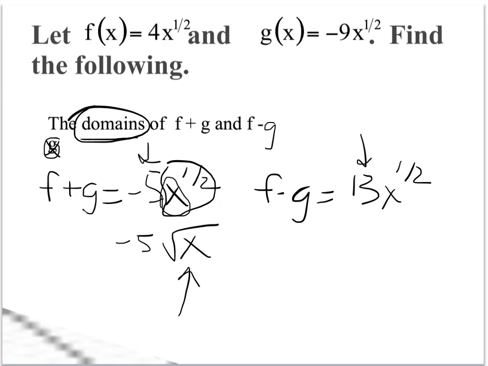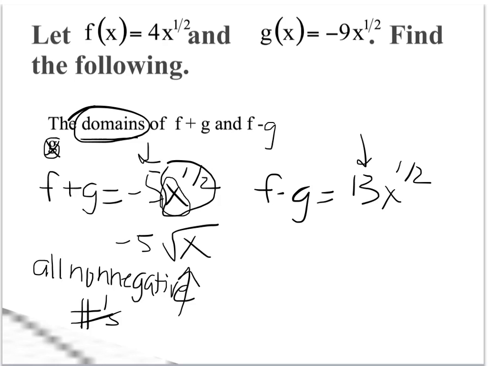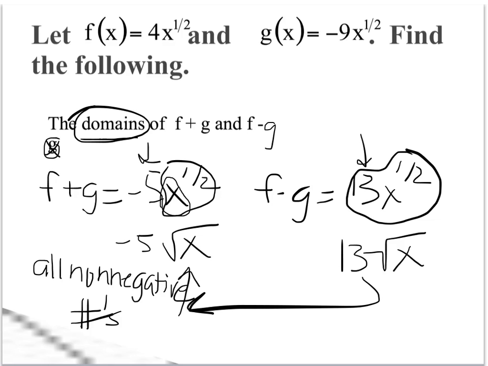So in this case, the domain is all non-negative numbers. We can plug in 0 because we can take the square root of 0. That's just 0. But anything under 0, negative 1, we can't take the square root of negative 1 unless we include the imaginary numbers. So if we look at over here with the 13x to the 1/2 power, that means, again, 13 times the square root of x. And again, we get the same kind of domain, all the non-negative numbers.